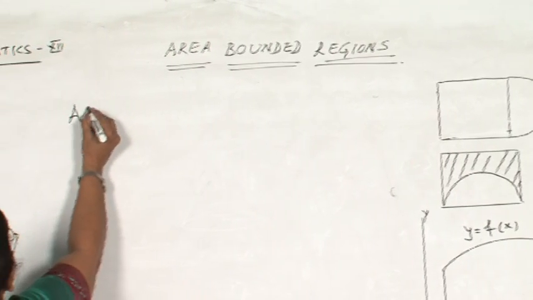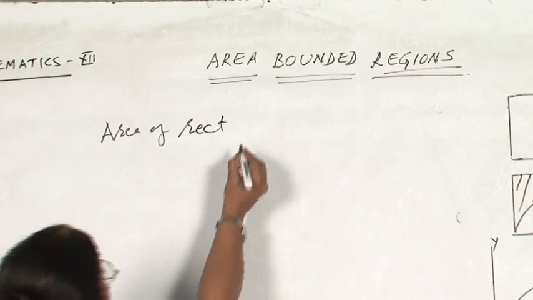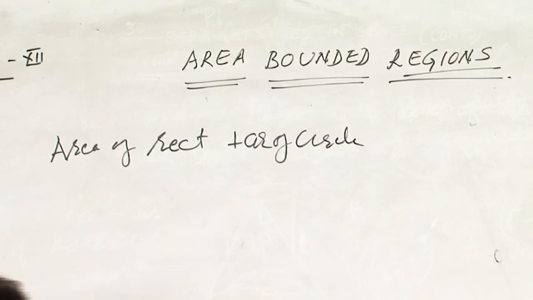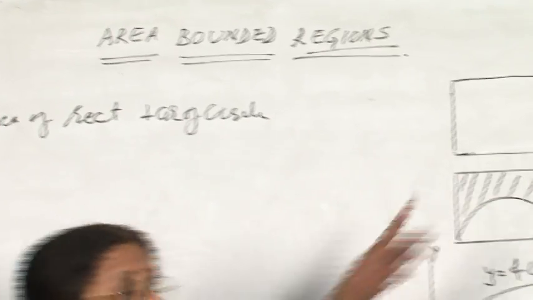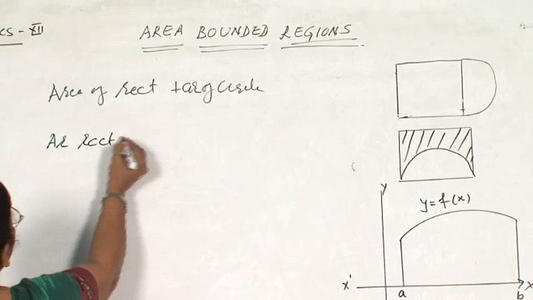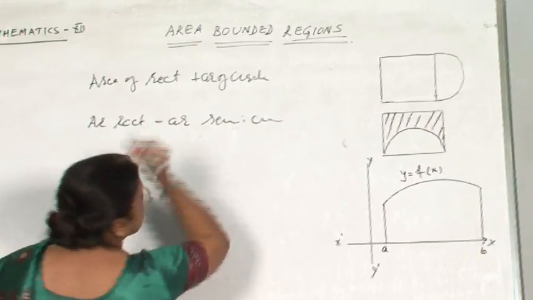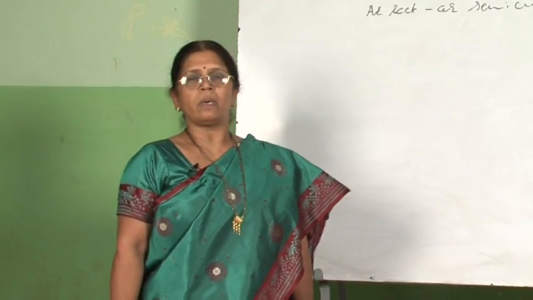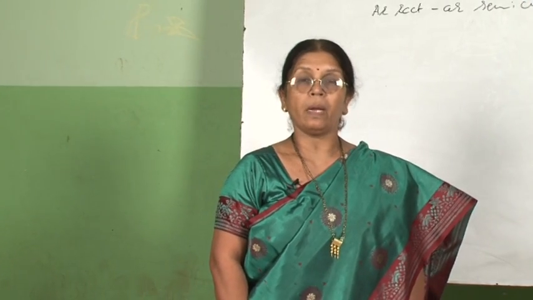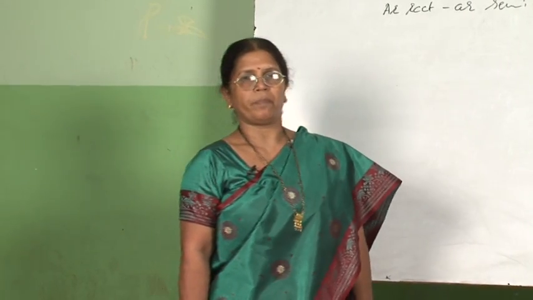Now, what is the area of this combination? That is area of rectangle plus area of circle. And what is the area of this shaded portion? This is area of rectangle minus area of semicircles. Now, here we have to study to find the area of enclosed figure with the help of integration.